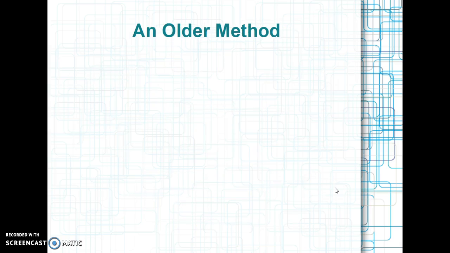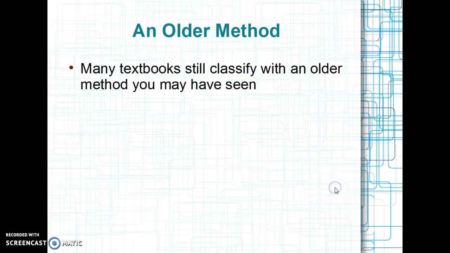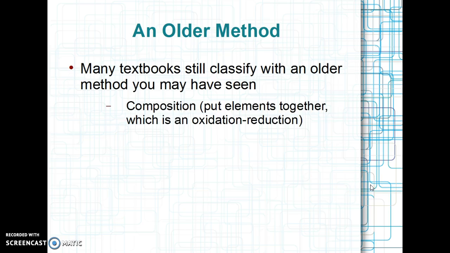An older method of classification that is still used in some textbooks can be confusing. They call it composition when we put elements together. For instance, when sodium metal reacts with chlorine gas. But we know that since that's a metal-nonmetal reaction, that must be electrons moving from the sodium to the chlorine. That's an oxidation reduction.